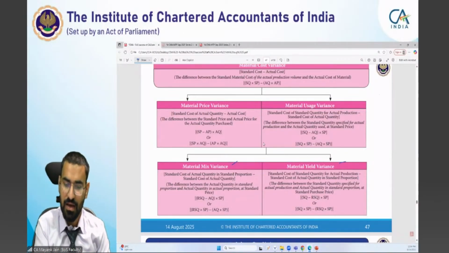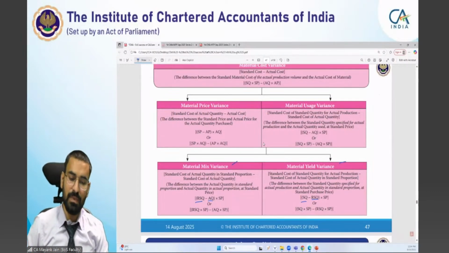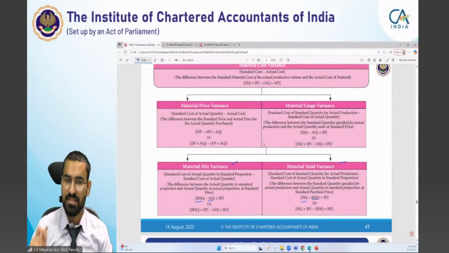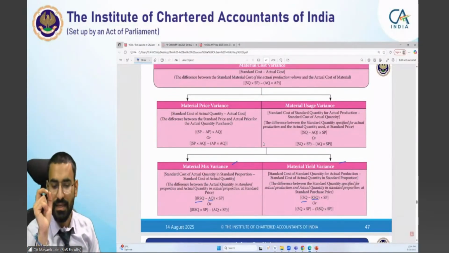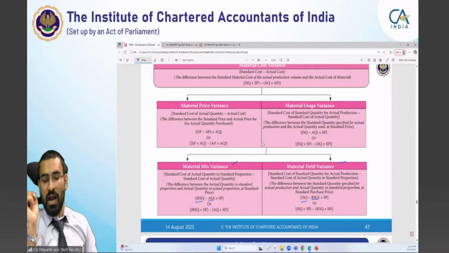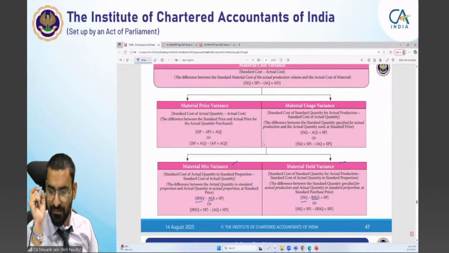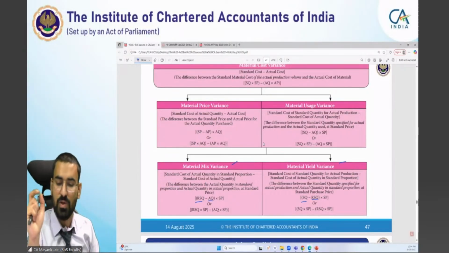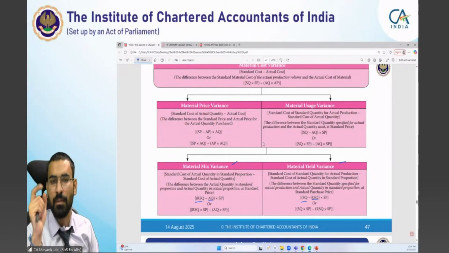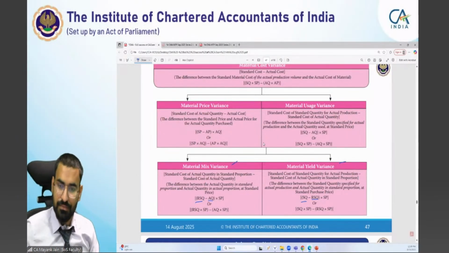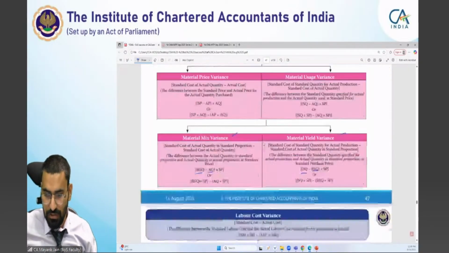And material mix variance and yield variance, what is the main difference? The RSQ is calculated in both, but in yield variance, you use a standard quantity. In mix variance, you use the actual quantity. It means the difference between the actual quantity in the standard proportion and the actual quantity in the actual proportion. And for the yield variance, it is the difference between the standard quantity for the actual production and the actual quantity in the standard proportion, multiplied by the standard price. Hope you have taken the screenshot.